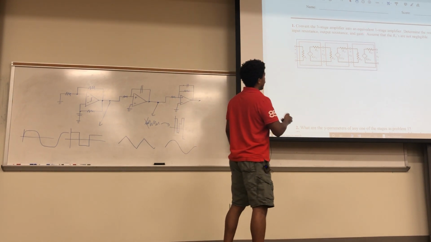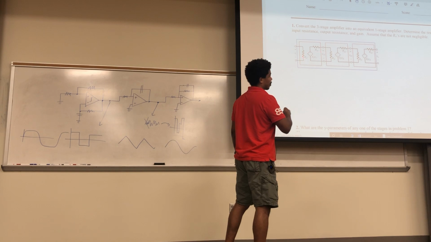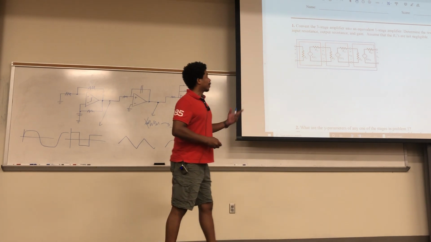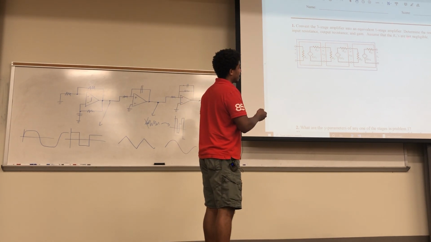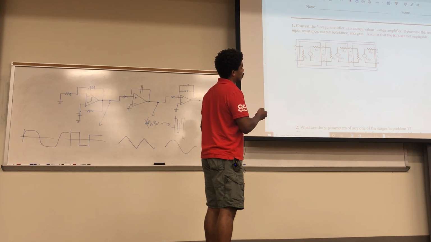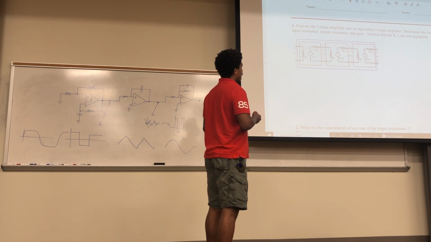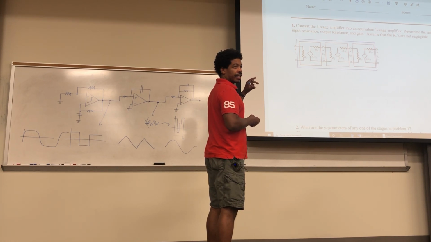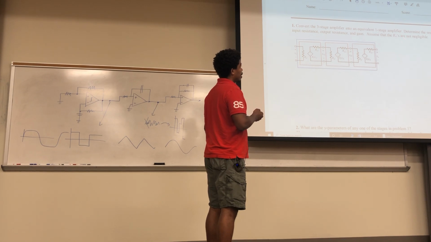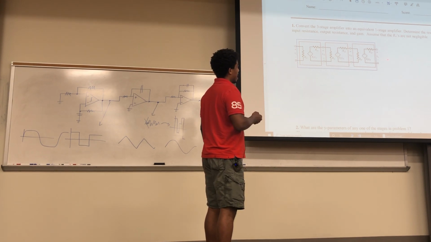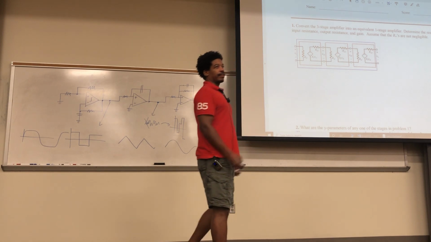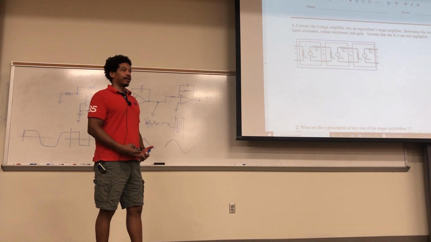For the gain, you have to work backwards. Now, this part right here, it says assume that the ROs are not negligible. That's where we had the resistor combinations. If they were negligible, all you have to do is say, oh, my gain would be A1 times A2 times A3, and that's it. You see what I mean? Yeah.